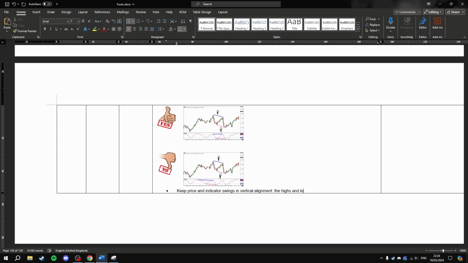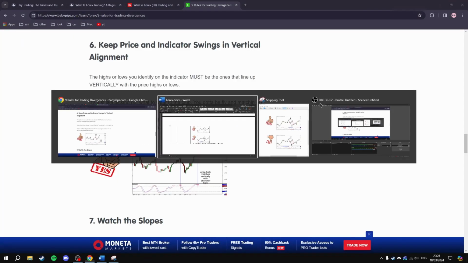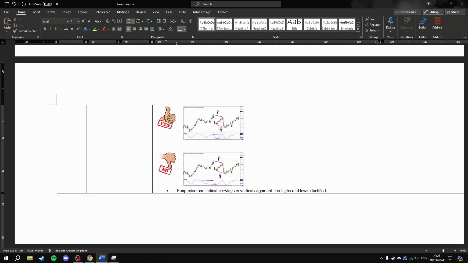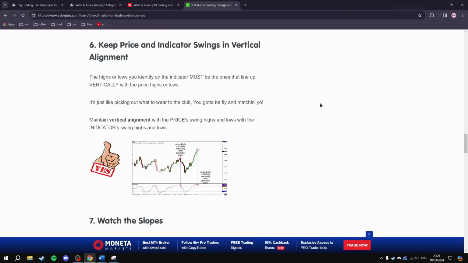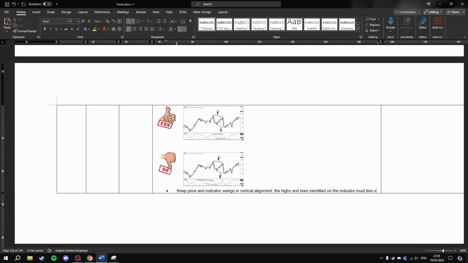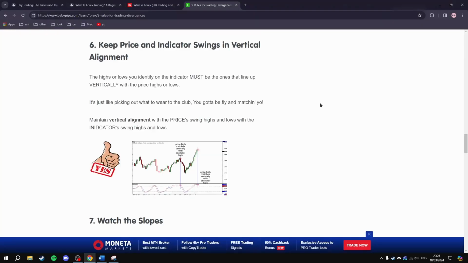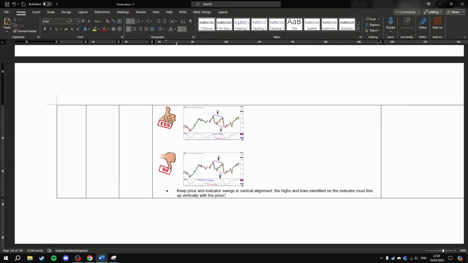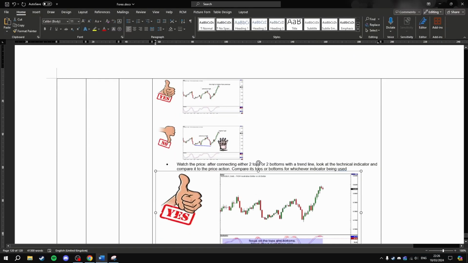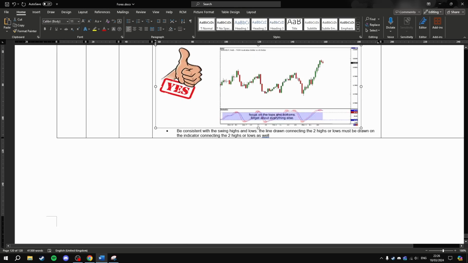The highs and lows identified on the indicator must line up vertically with the price highs or lows. I think this tip should be before this tip, isn't it?